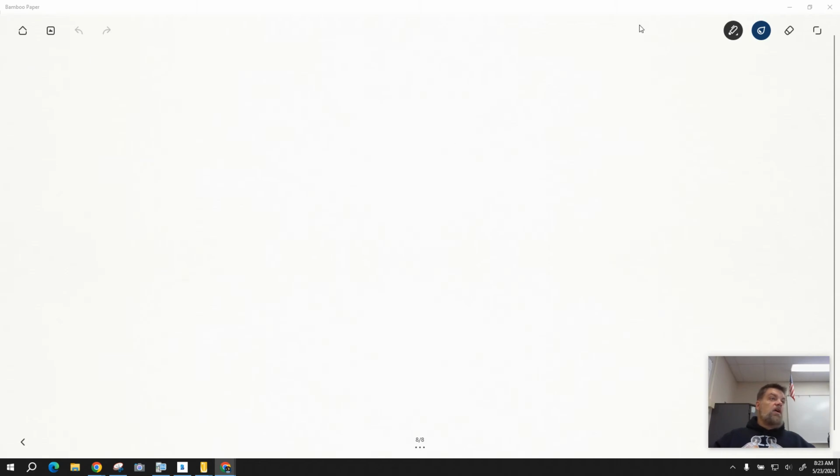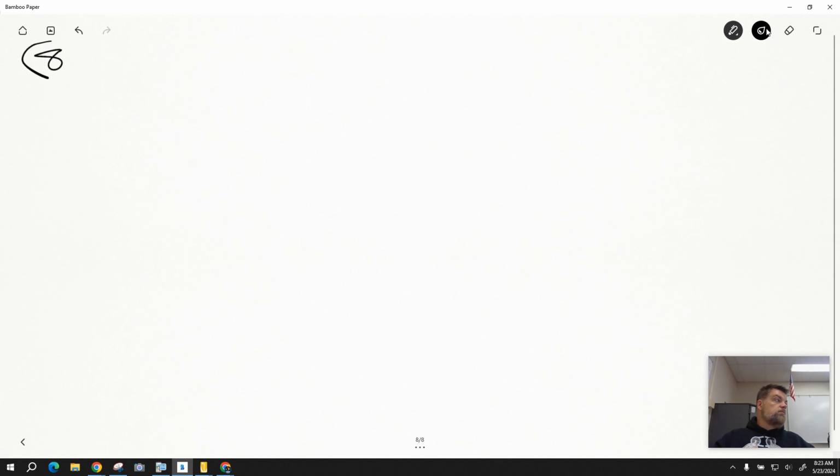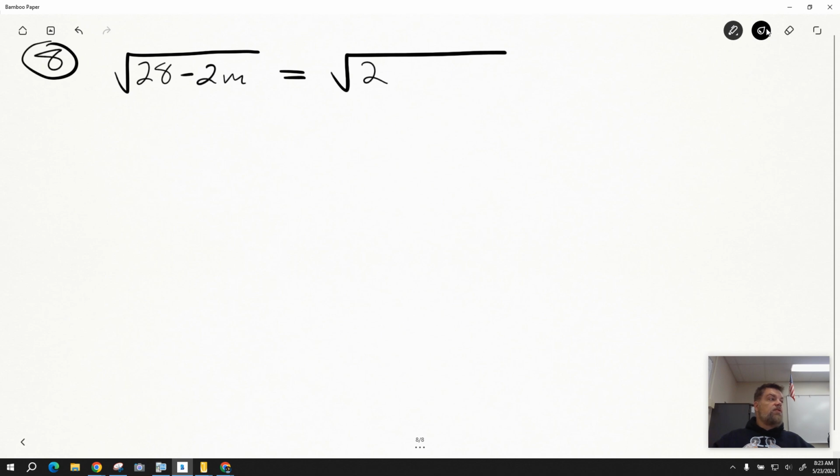So now for problem number 8, we have the square root of 28 minus 2m equals the square root of 2m minus 12. So remember, our goal is to get x equals some stuff on the other side of the equal sign.